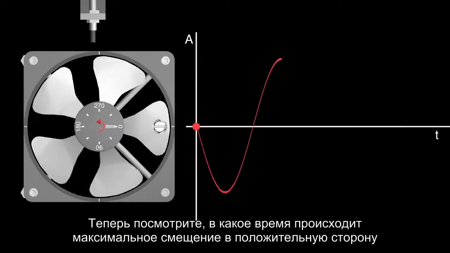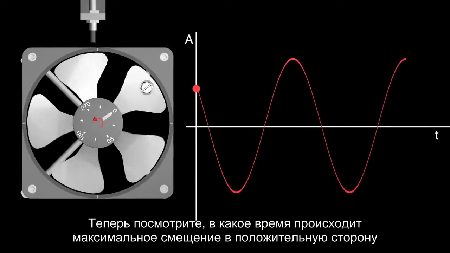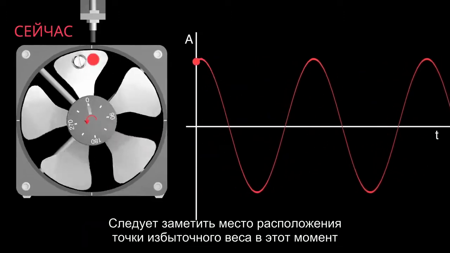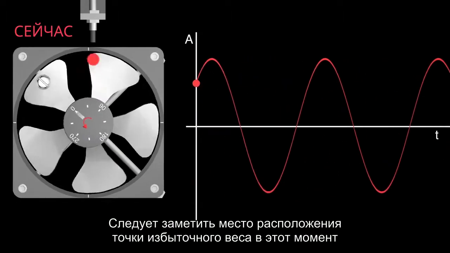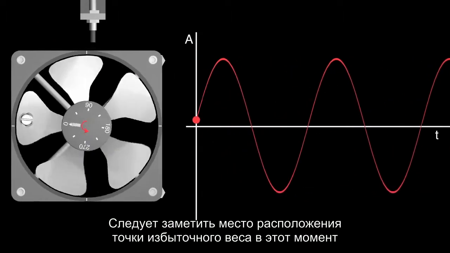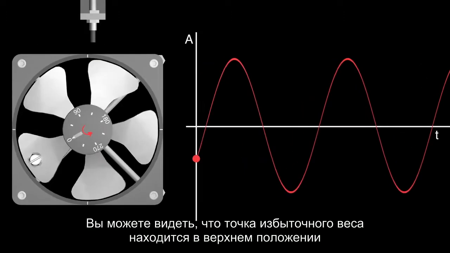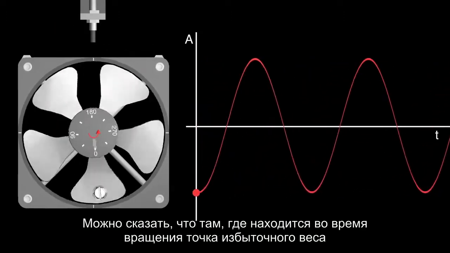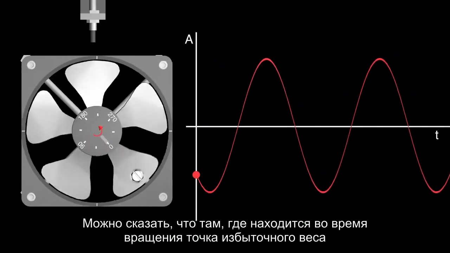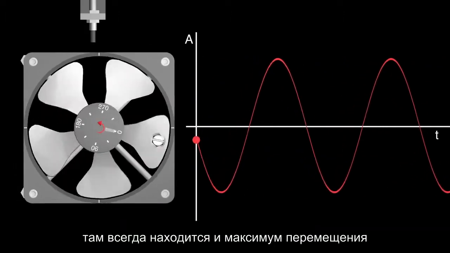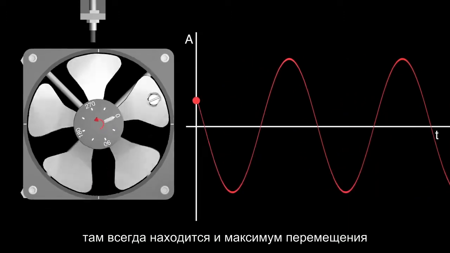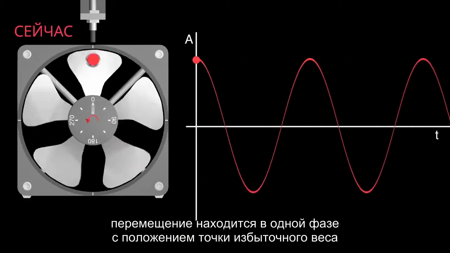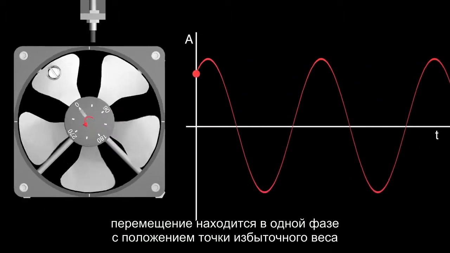Now, please look at what time the maximum of positive displacement occurs. We should take notice where the heavy spot is at that moment. You can see that the heavy spot is in upper position. We can say that where the heavy spot is during rotation, there is also the maximum of displacement. In other words, the displacement is in phase with heavy spot position.